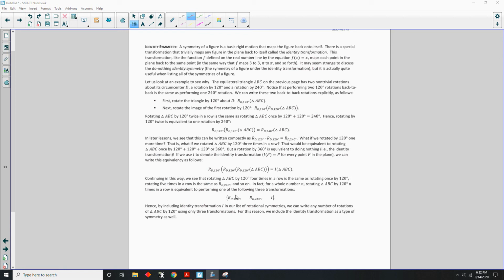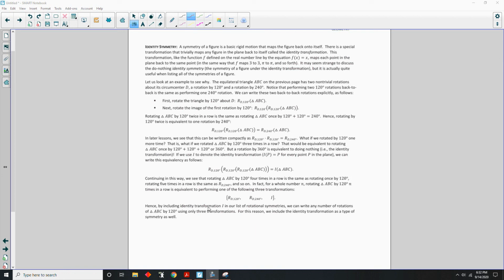Continuing in this way, we see that rotating triangle ABC by 120 degrees 4 times in a row is the same as rotating it once by 120. Rotating it 5 times is the same as R D240, and so on. In fact, for a whole number n, rotating triangle ABC by 120 n times in a row is equivalent to performing one of the following 3 transformations. You're either going to get rotation about D 120 degrees, 240 degrees, or the identity.